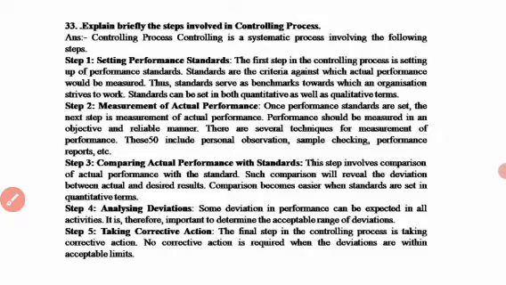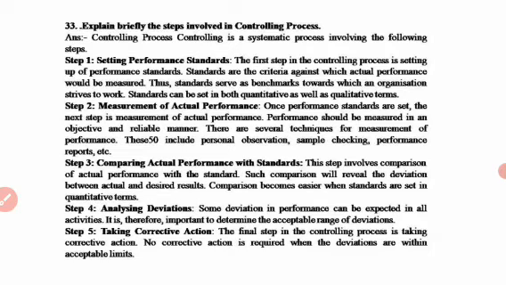And next question, that is, explain briefly the steps involved in controlling process. So controlling is the last function of management. So we already know the functions of management, that is planning, organizing, directing, staffing, and controlling. So here the controlling process has steps that show how the organization is to be handled.